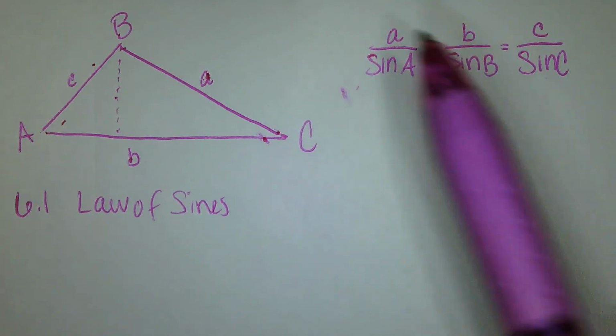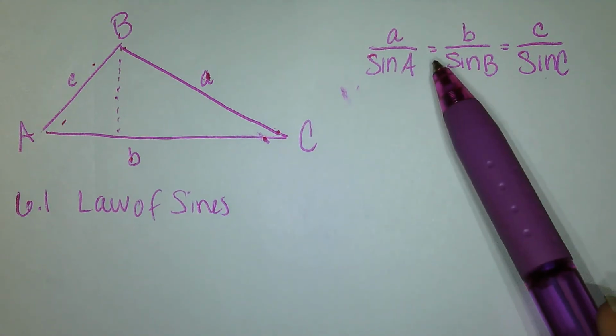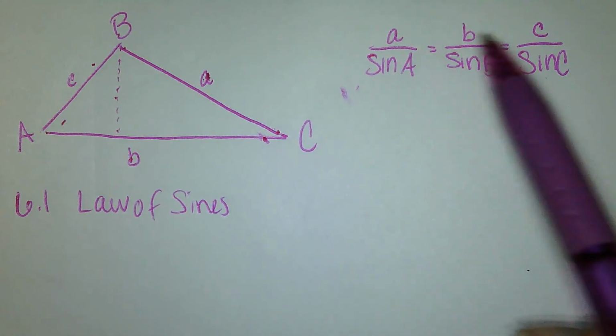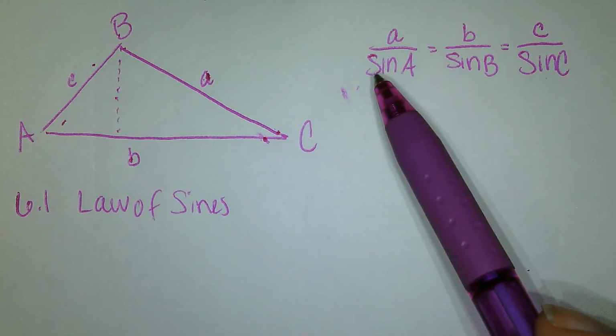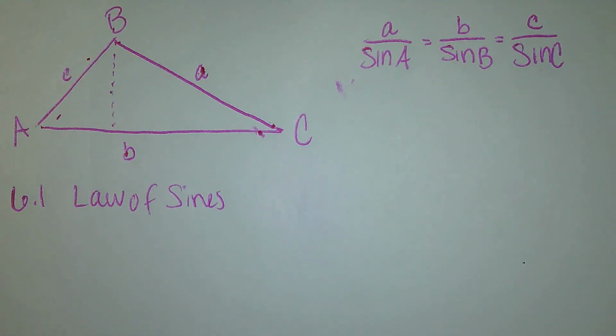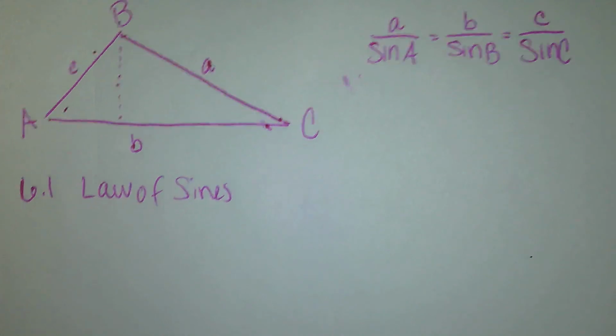Also, these can be written in the reciprocal form, which would just be to flip them all. Just make sure the sides are all on the top or all on the bottom, and the angles are all on the top or all on the bottom. You can't switch them back and forth. All right, so let's hop right into this and solve a triangle.